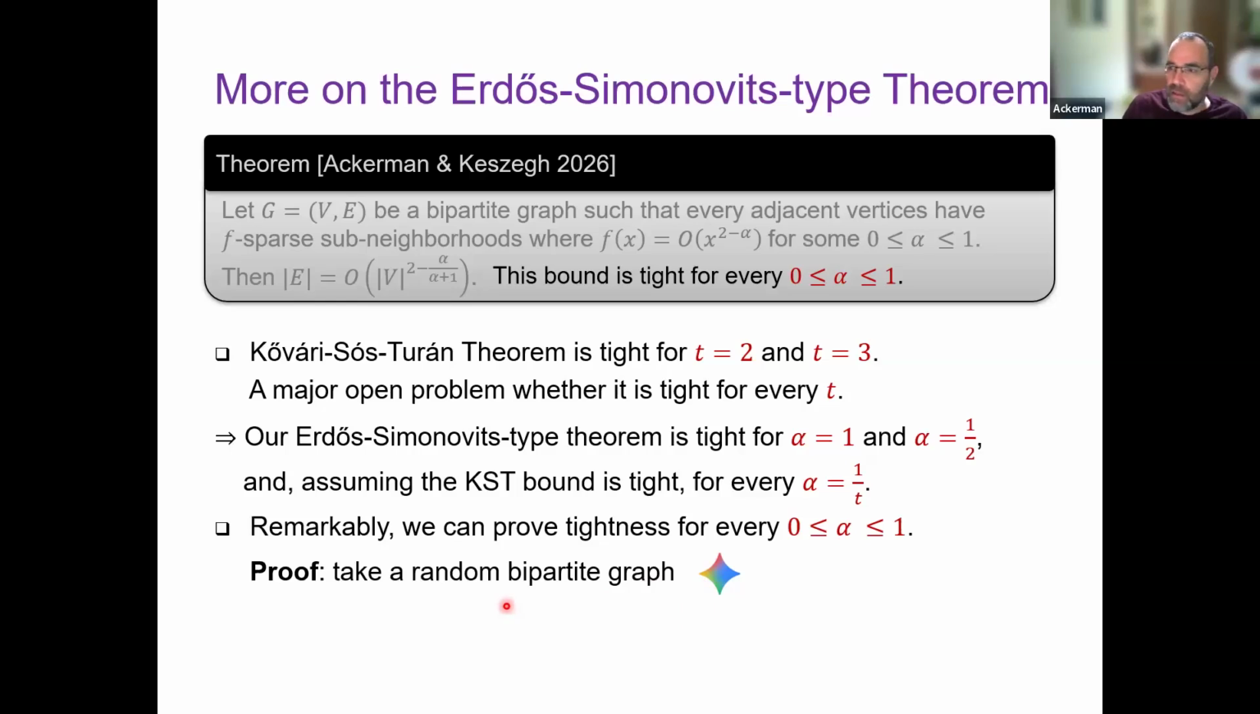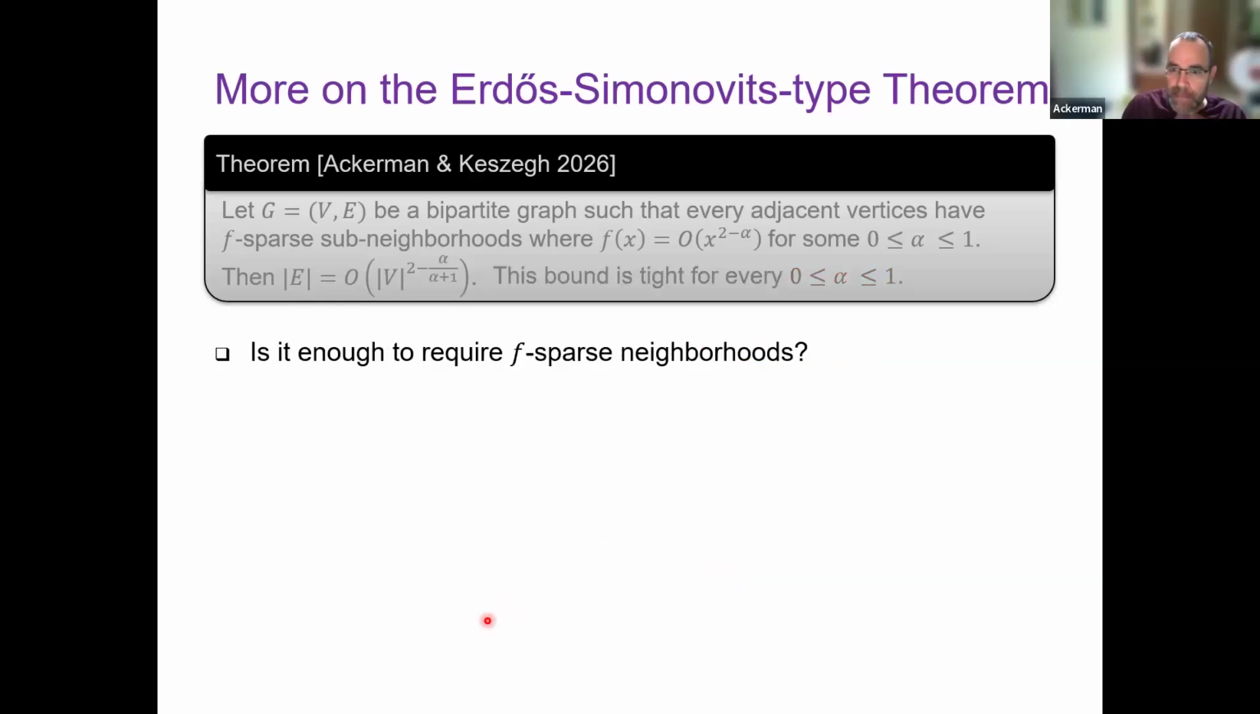So one final remark about this theorem. We needed to assume that the sparseness holds for every sub-neighborhood. But we believe that it's not really needed for every sub-neighborhood. You can assume it just for the entire neighborhood.